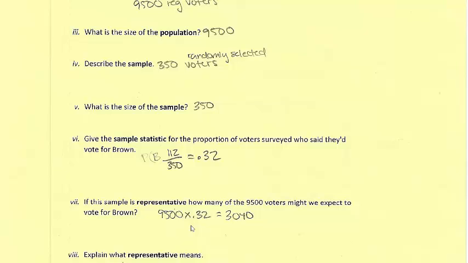So then it says, if this was a representative sample, if we think 32% of the sample want Brown, then we're going to say, oh, that's probably the same for everybody. So 32% of the whole population want Brown. That's how they do polling for the president. They say, who do you want? And then they say, okay, well, that's what the whole state wants or the whole country wants.